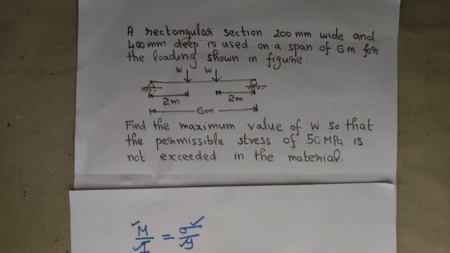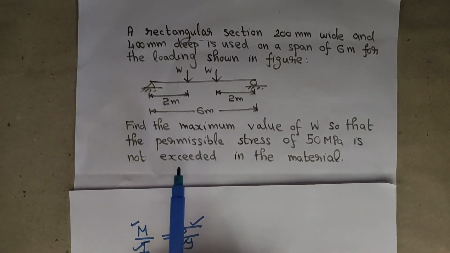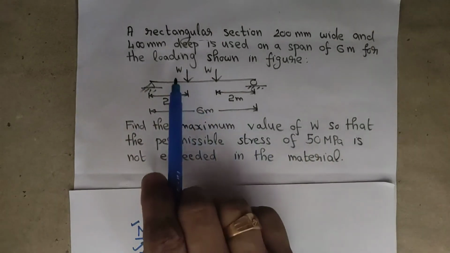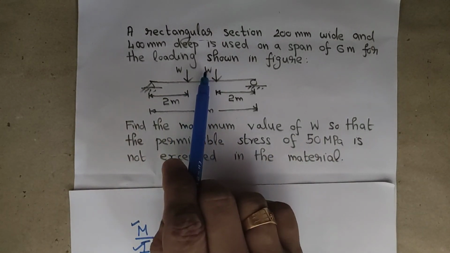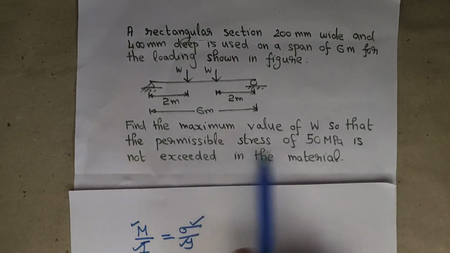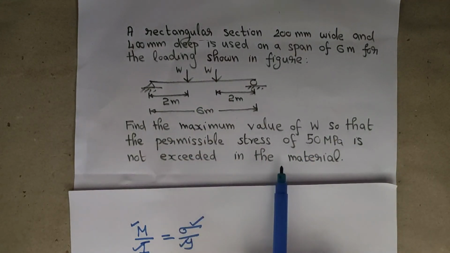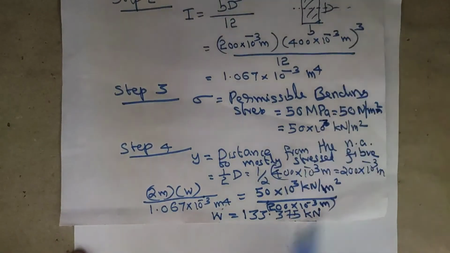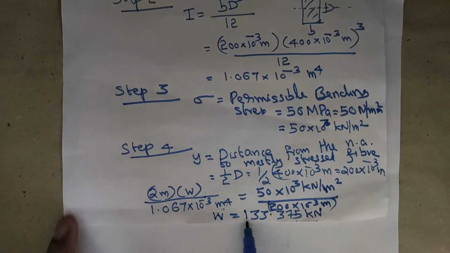It has been asked to determine the maximum value of this W, so that the permissible stress of 50 MPa is not exceeded, and that maximum value of W equals 133.375 kilonewtons.